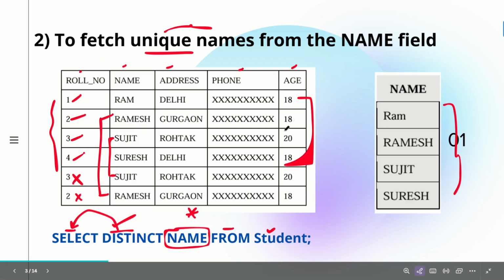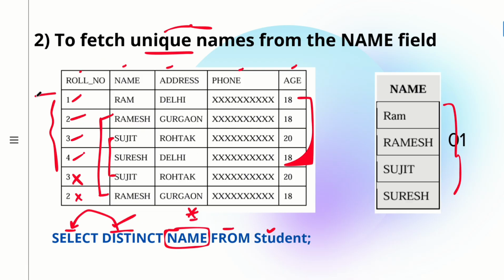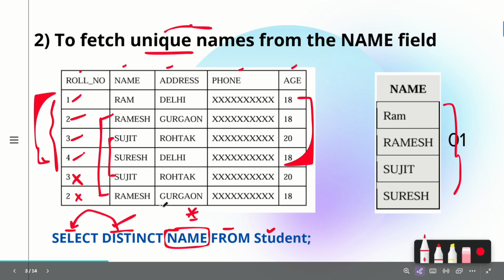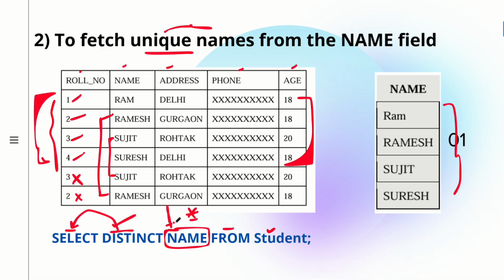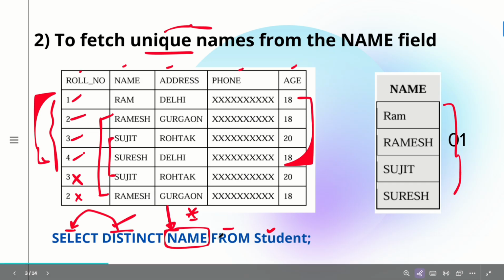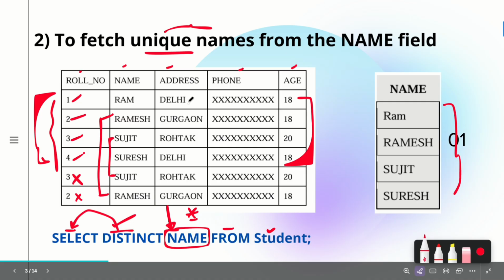So if you want the entire row, then you can write star. This will give the entire row, and this will be your answer in case you make use of star. In case you just want the name, then you can specifically mention the column you want to see. You want to see name, so you will get unique name values. In case you want to see unique addresses, you can write address here.